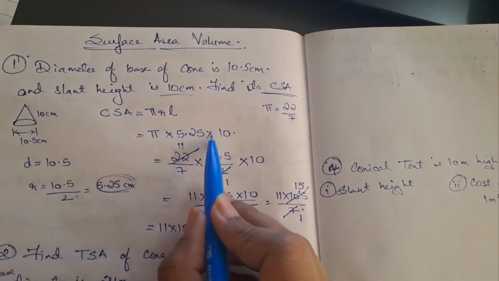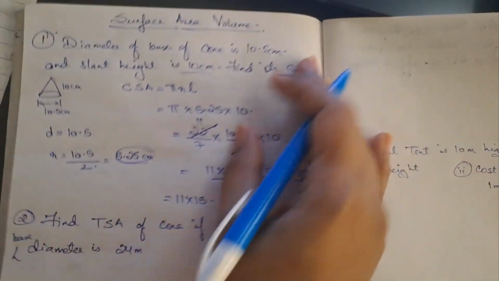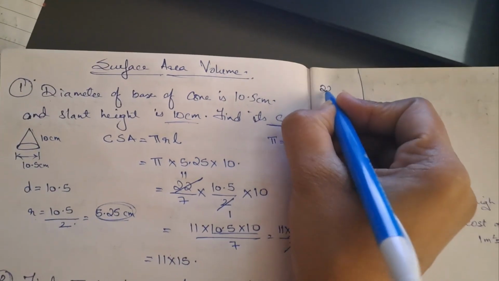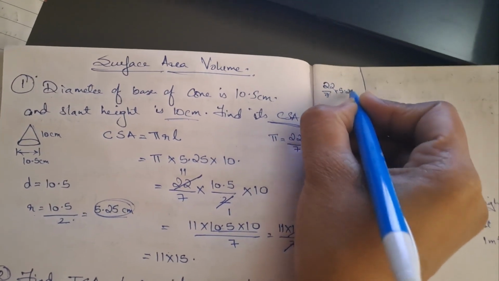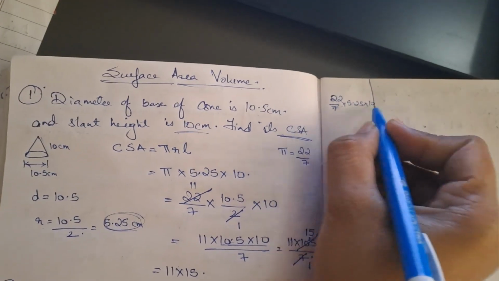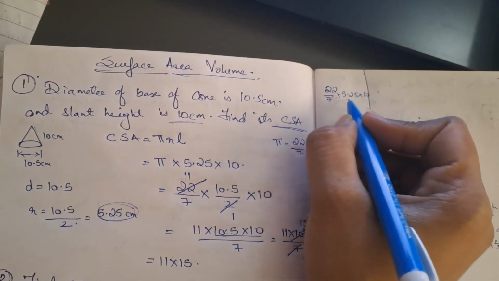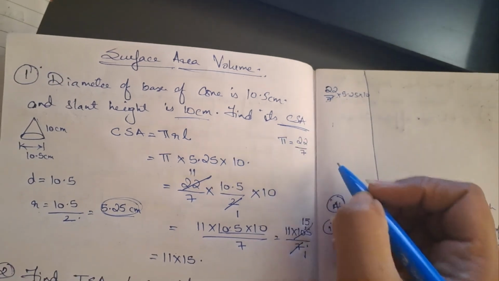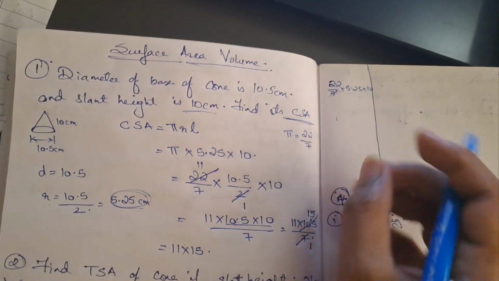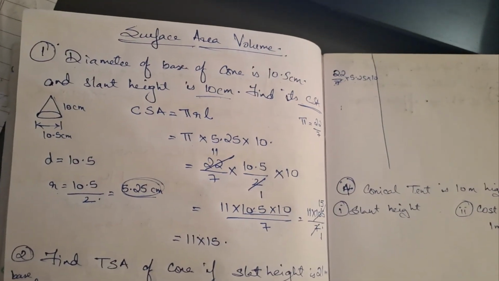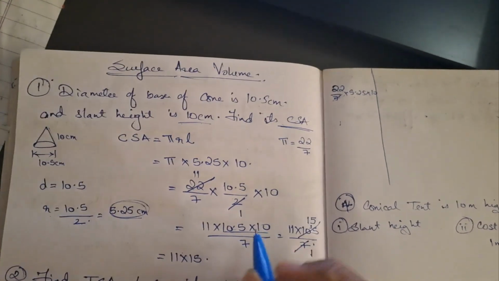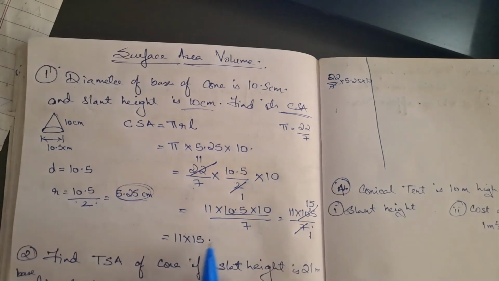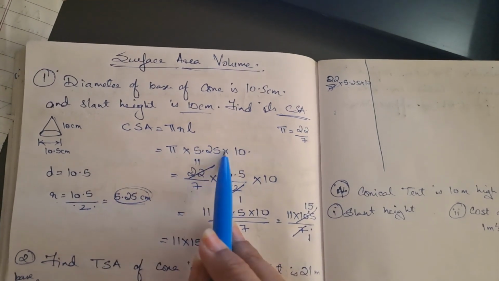If I would have taken 5.25 and done the calculation, it would have gone something like this: 22 by 7 into 5.25 into 10. Here, cancelling would have been difficult for me, because nothing would get cancelled by the denominator. I would have to multiply, then simplify, and then do it. It would have been too much of a task for me. So try to take the pi value such that it becomes easy. 22 by 7 is easy, and the radius also I took as 10.5, so that it becomes easy for me to simplify rather than 5.25.